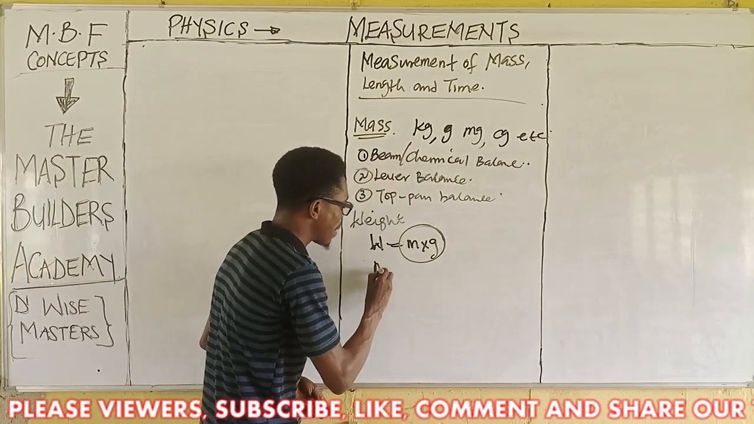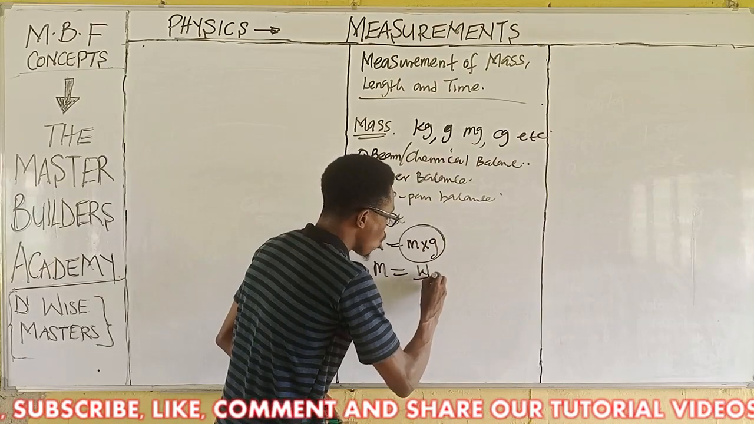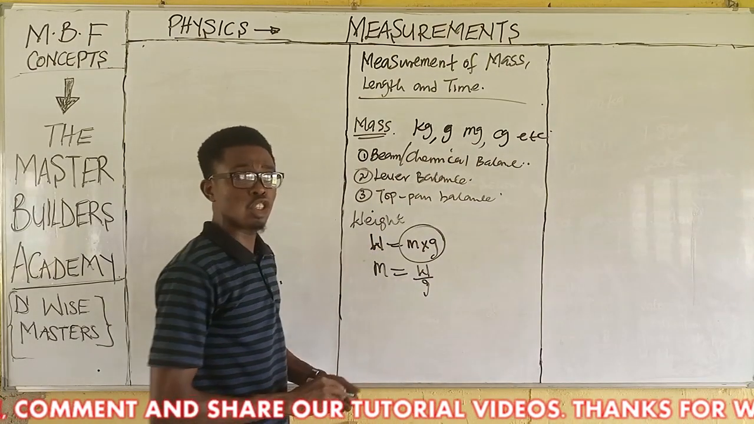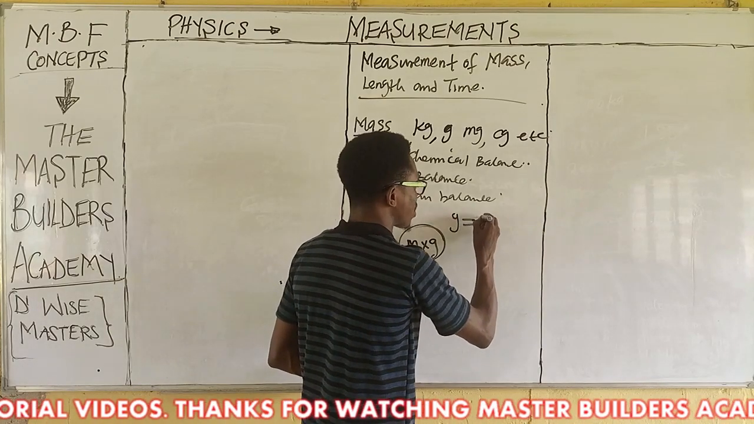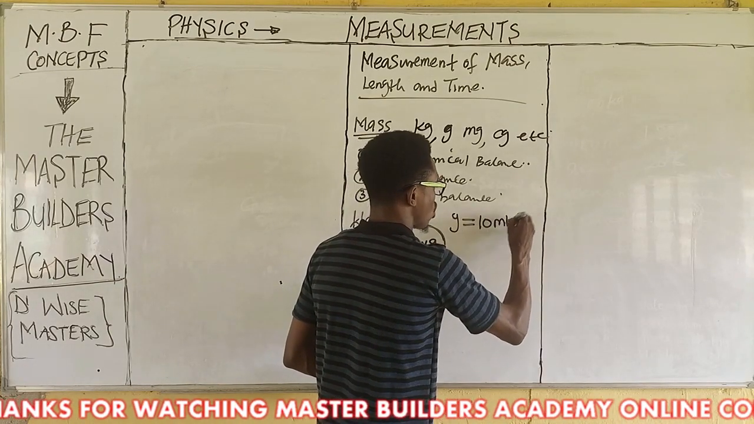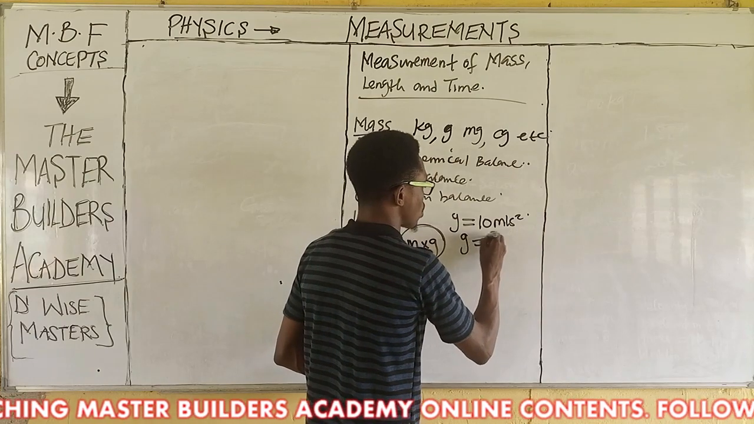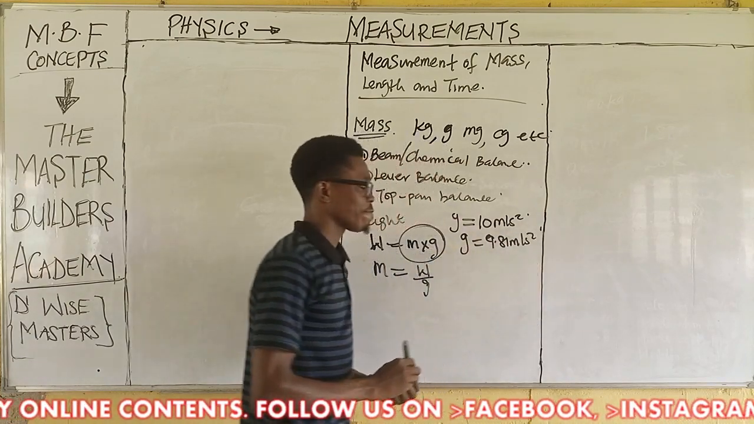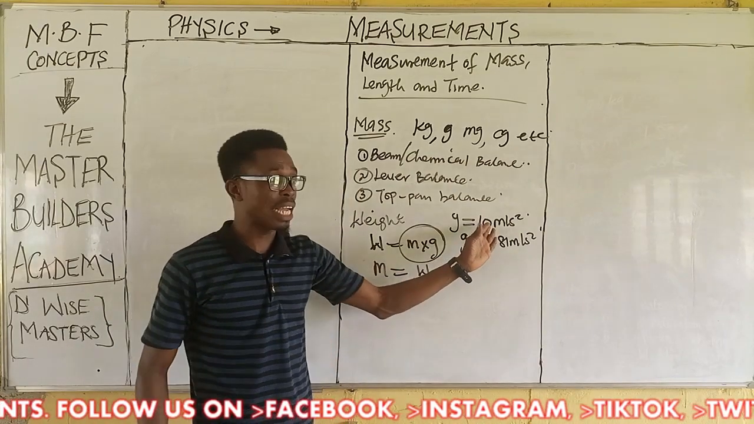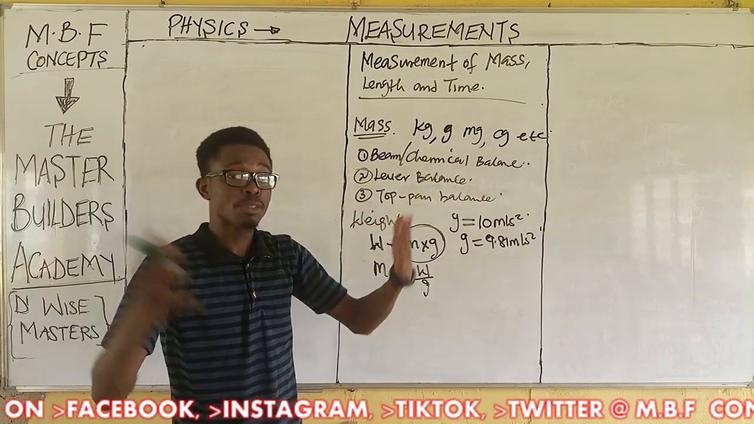For which I can also make the mass the subject of the formula, and I will have weight divided by what? Acceleration due to gravity. Now understand that in physics, at your level, acceleration due to gravity is 10 meters per second square. For university students, it is equal to 9.81 meters per second square. But for secondary school students, this is what you make use of, except you are given otherwise.